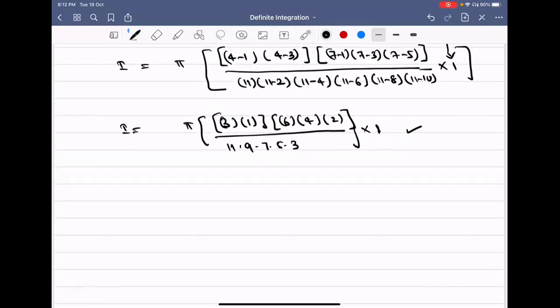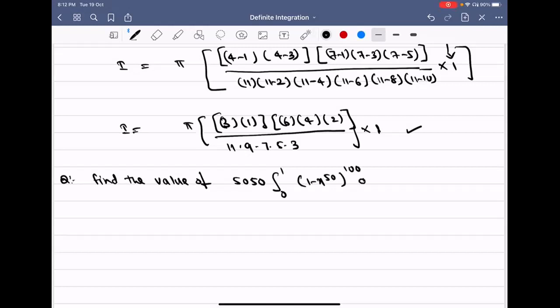Next question is: find the value of 5050 times the integration of 0 to 1 of (1 minus x power 50) whole power 100 dx, sorry, dx, over the integration of 0 to 1 of (1 minus x power 50) whole power 101 dx.